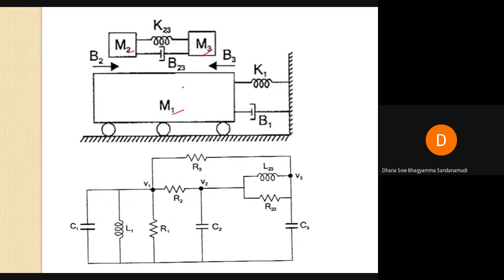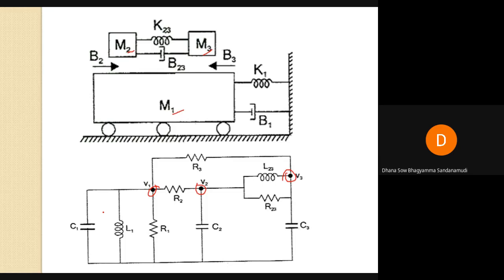Three masses are there, so there will be three nodes: 1, 2, 3. So what is M? M is analogous to capacitance. Okay, so M is not analogous to 1 by C, it is analogous to C. So definitely through the node it will be connected in parallel to the other elements.